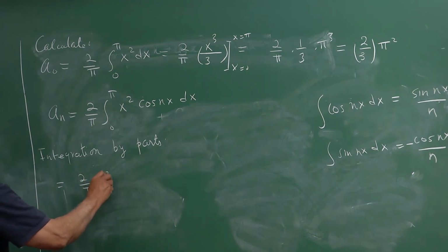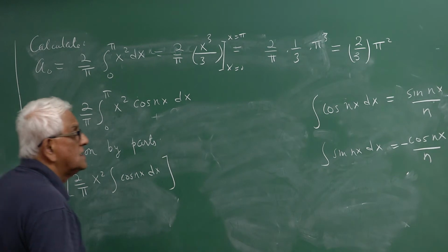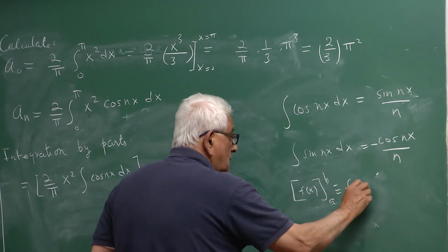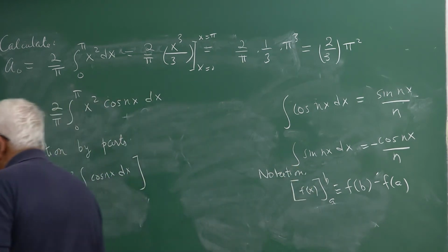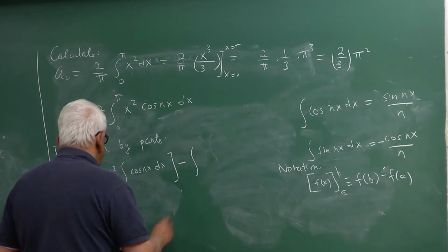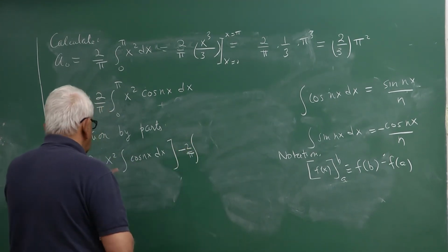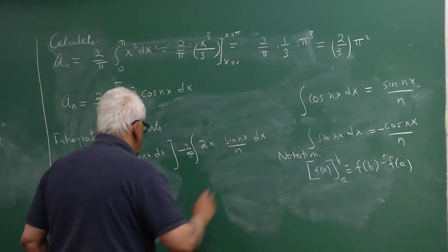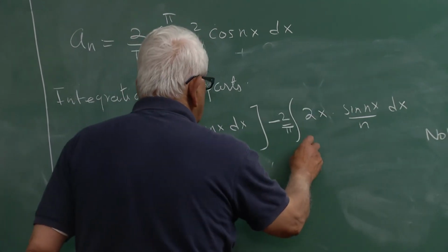The first function you take out, integrate cos nx dx, and then the whole lot you look at the difference. So this symbol f of x from a to b means f of b minus f of a. Okay, so we have this, this is the first term, minus the integral, there's a 2 over pi outside, 2x sine nx over n dx. So here you differentiate the first function, which gives you this, and you integrate the second, and this whole thing is between 0 and pi.